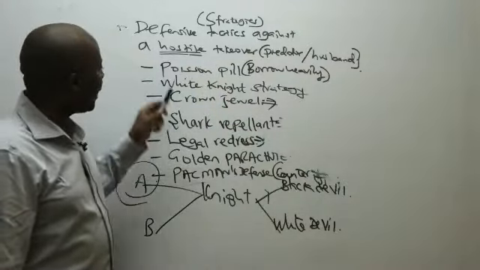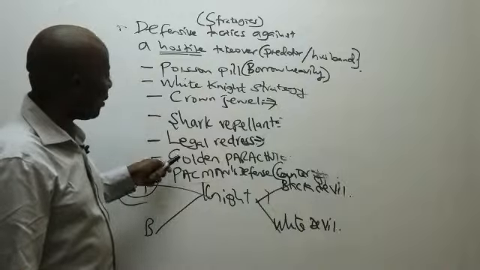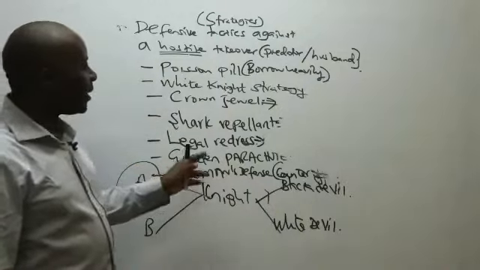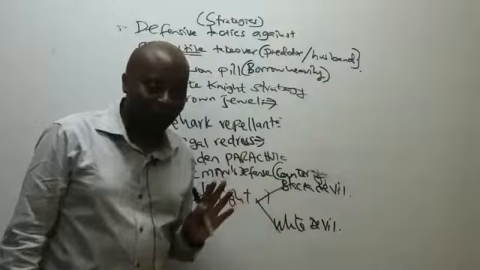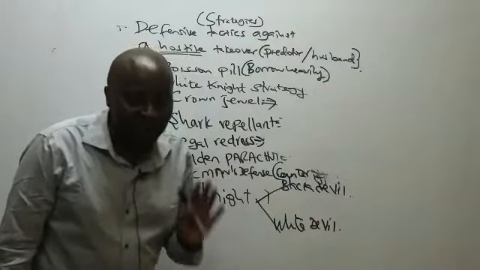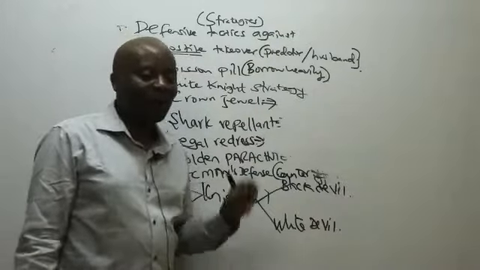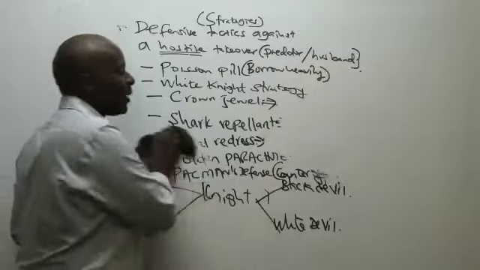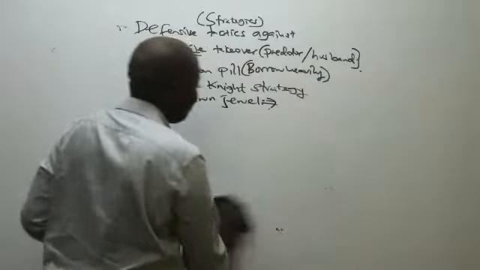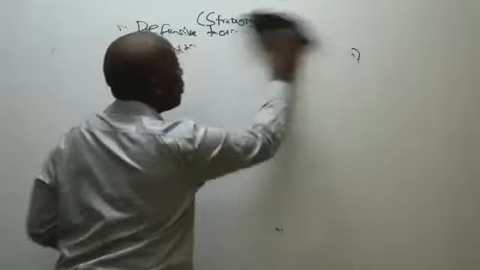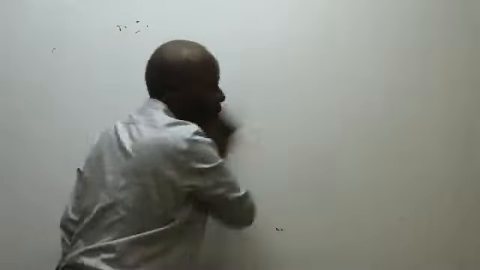So is there any that I haven't explained here? Yes, we have the golden parachute. Is there anybody who has ever seen a parachute in their lifetimes? What is a parachute?